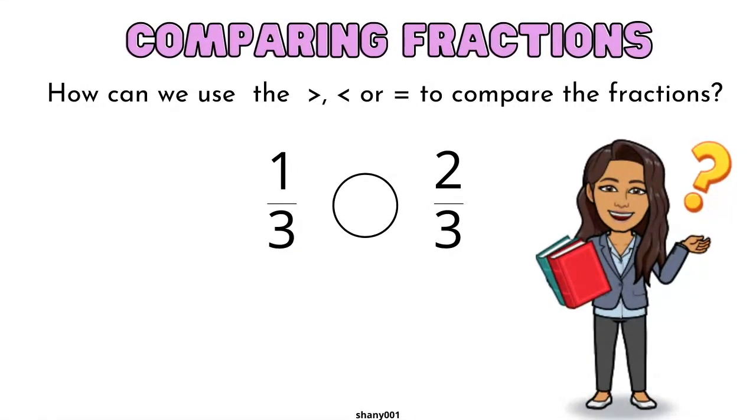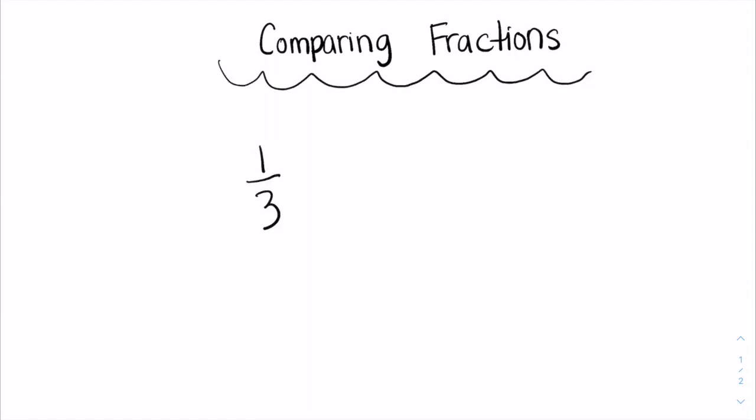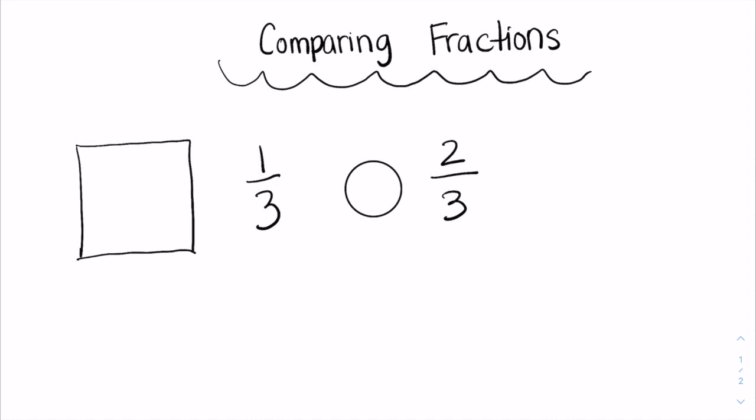Comparing fractions. How can we use the greater than, less than, or equal to sign to compare fractions? Here we have the example 1/3 and 2/3. A great way to solve is by drawing. We're going to do the example: 1/3 is greater than, less than, or equal to 2/3. The first thing you're going to do is write out the equation. Next, we're going to draw our fractions.